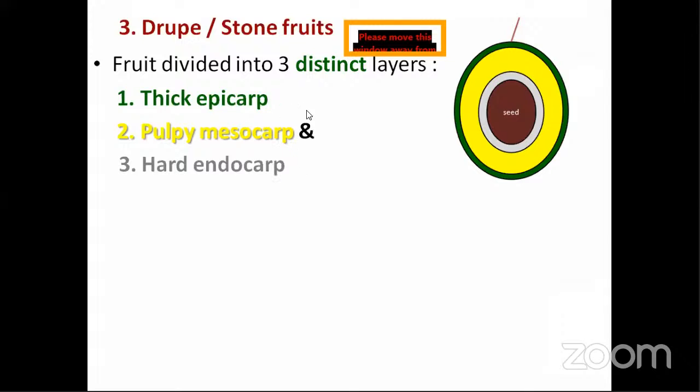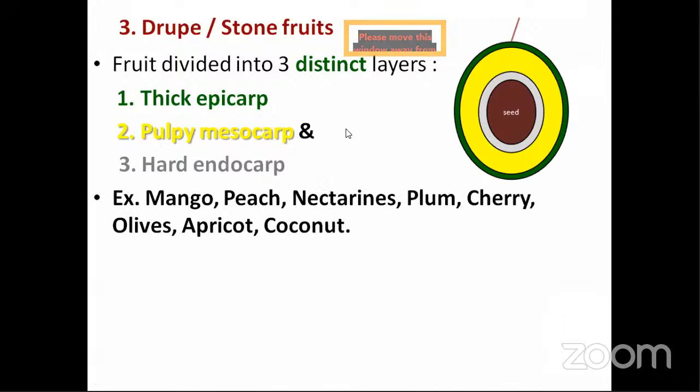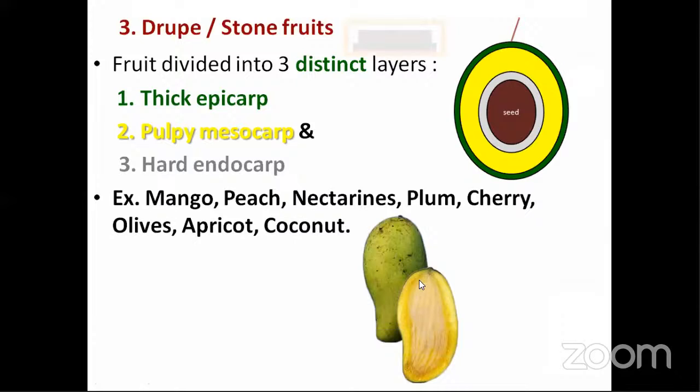Here drupe is actually a true fruit because it is directly developed from the ovary. Pome is not. Pome is developed from the surrounding parts of the ovary. Examples of drupe fruits include mango, peach, nectarine, plum, cherry, olives, apricot, and also coconut. You can see it here, a clear-cut demarcation. Here the outer thick epicarp is seen, and here mesocarp is seen, and also the hard endocarp. When you break this one, the shades will be there.